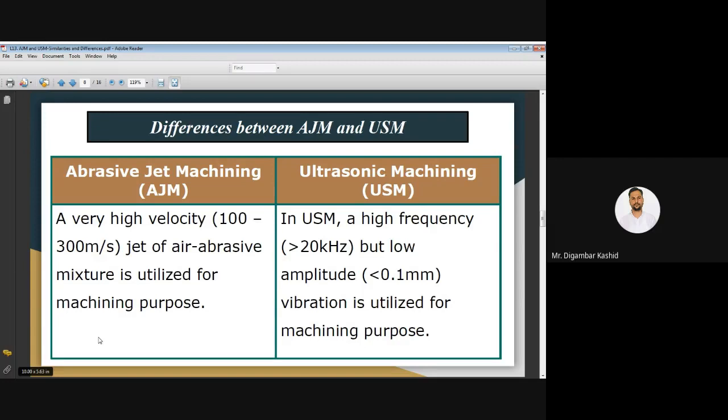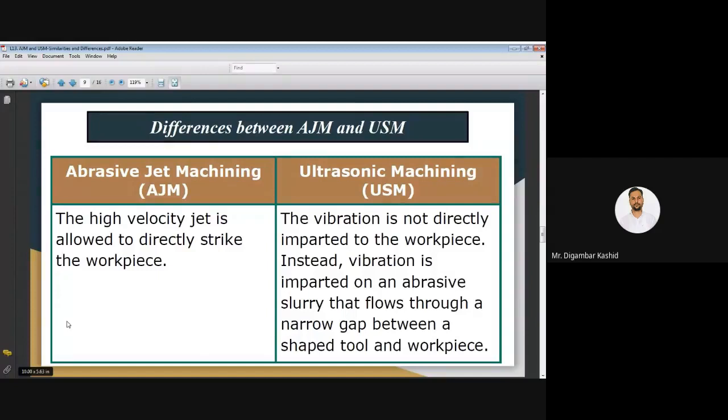In case of ultrasonic machining, high frequency, more than 20 kilohertz, but low amplitude, less than 0.1 mm, vibration is utilized for machining purpose. High frequency, low amplitude. In case of abrasive jet machining, the high velocity jet is allowed to directly strike the workpiece.